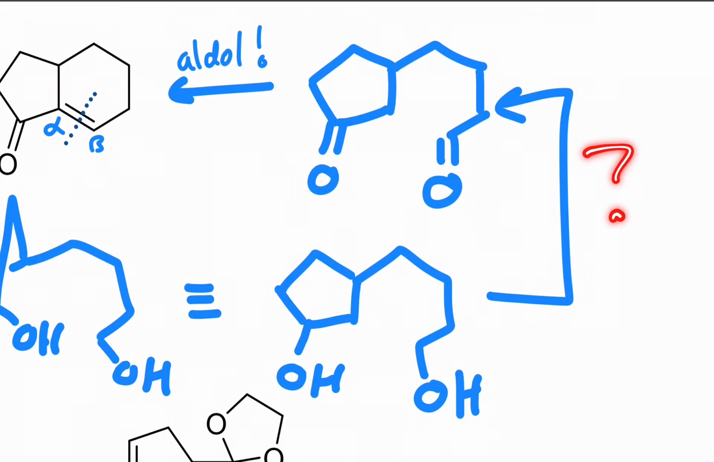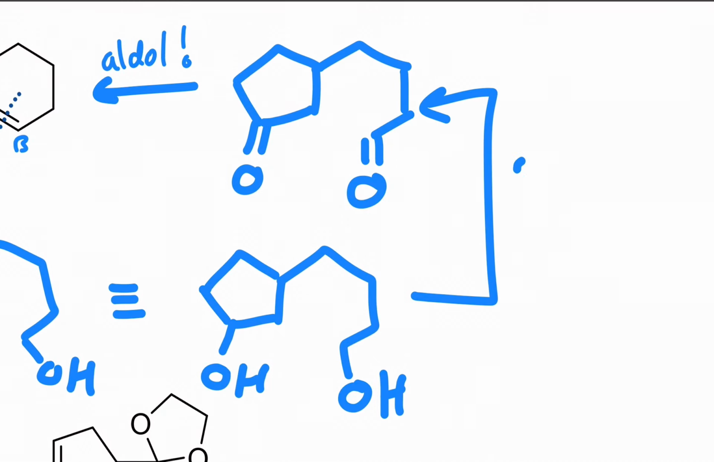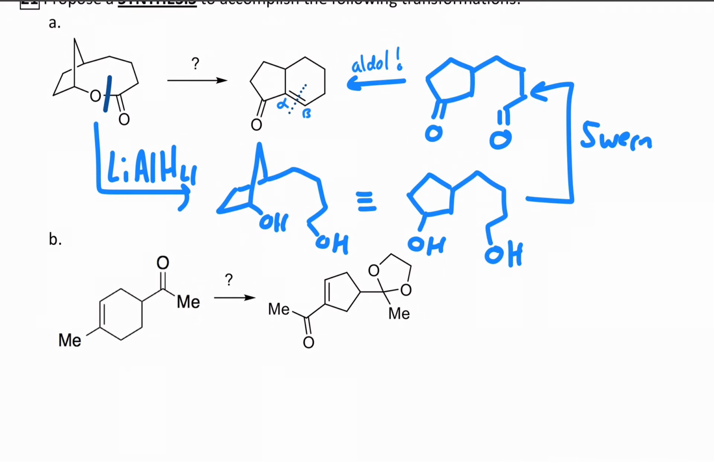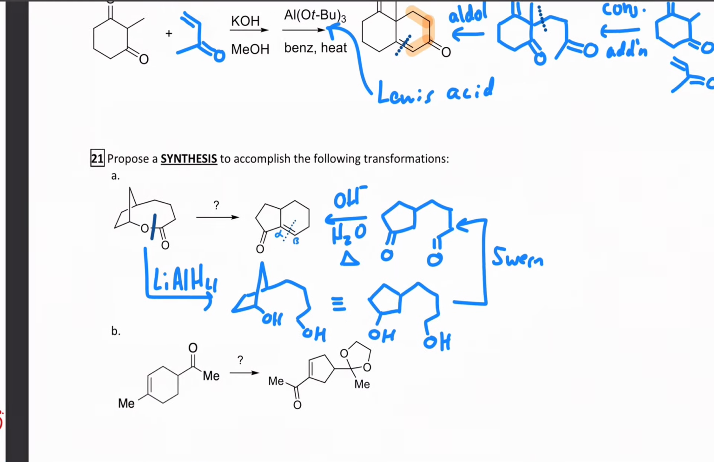How do I get from that diol to make it an aldehyde and a ketone? Do a Swern oxidation, or PCC, or PDC, or any other mild oxidation that we've seen. There you go, 3 steps. I'll just replace the word aldol with actual reagents. Let's use hydroxide, water, and heat. You just need base and heat.